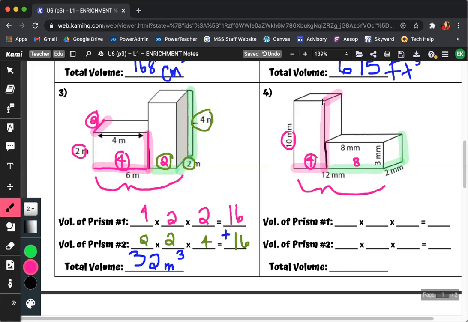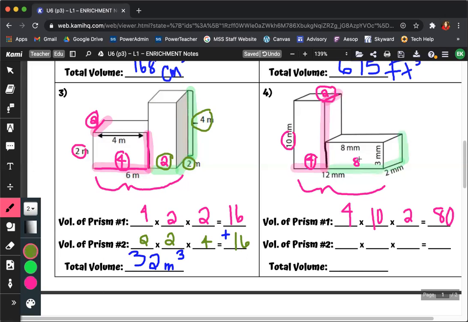And then our width, I don't see it right here, so I'm going to keep looking. I don't see it here. I don't see it here, but I do see the width across here. If you remember, they both have that same width of 2. So our dimensions are 4 times 10 times 2, which is 80.